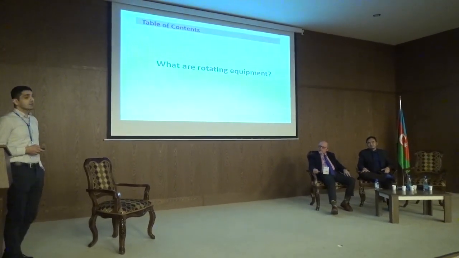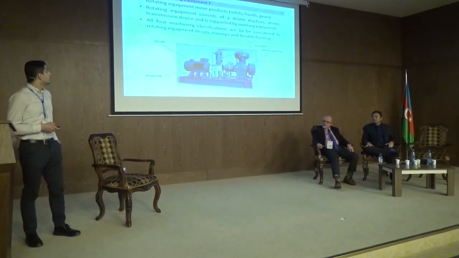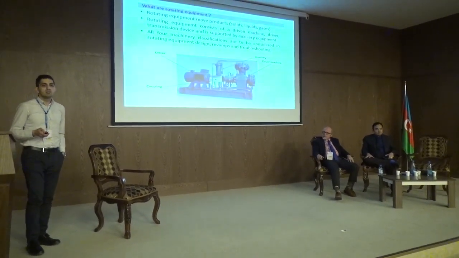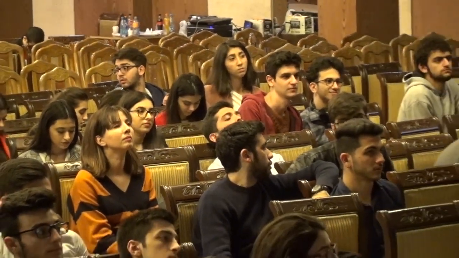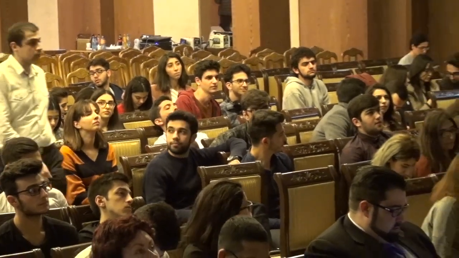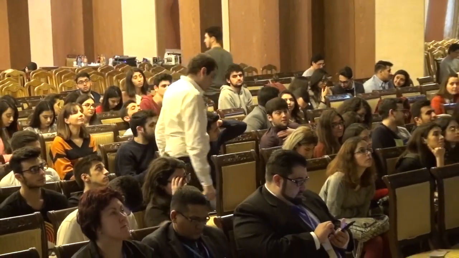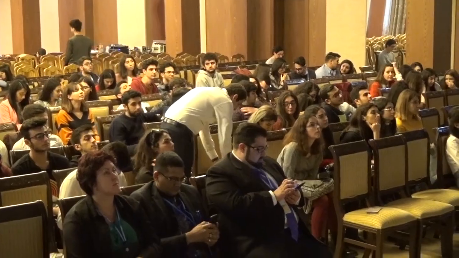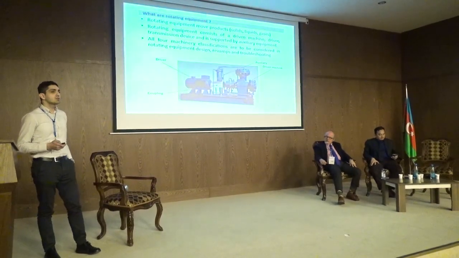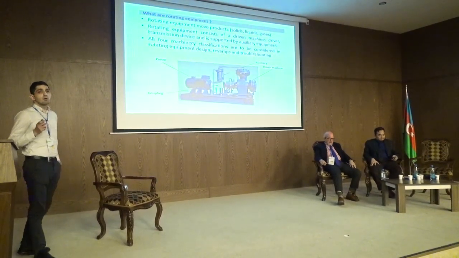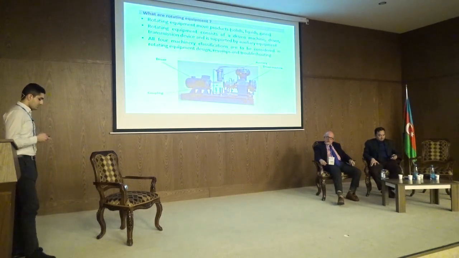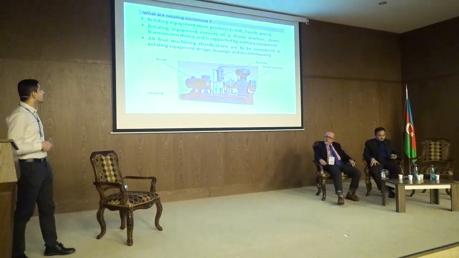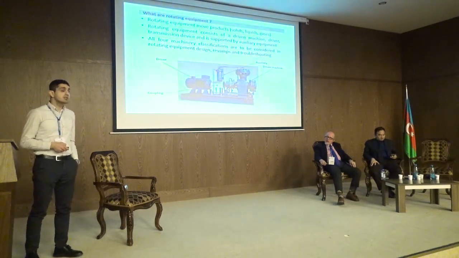So let's go ahead. What are rotating equipment? Rotating equipment are the equipment which impart or extract energy from the fluid by moving the fluid. It could be a pump, a compressor, a steam turbine or gas turbine. And when we talk about rotating equipment, we have to consider four important components. These are the driver, driven machine, auxiliary equipment, and the coupling.